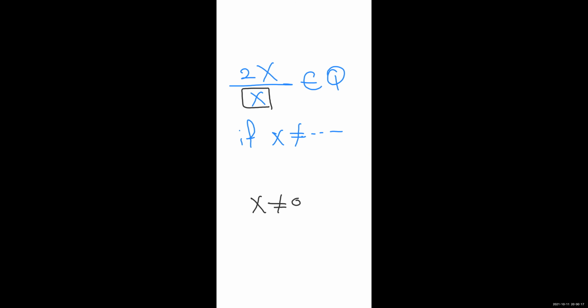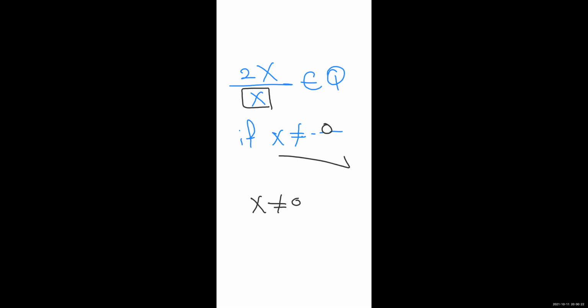You're welcome. Now one more question, guys. If it's 2x over x belongs to Q, if x not equal. You have just said there is no rule. It's a very simple question. The denominator x not equal 0, so x not equal 0 directly. Correct?